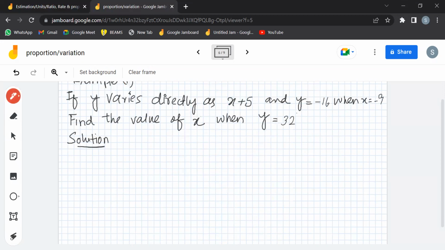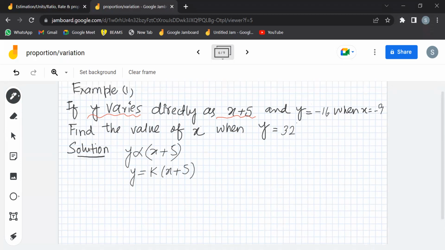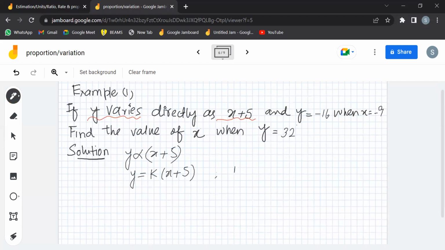You can manage the situation by using the proportion, but I'm using a different approach by using the sign of proportionality. So y varies directly as x plus 5. It's not just x, it's x plus 5 on the right hand side. When we remove this sign of variation, we write k into x plus 5. After writing this formula, we find k, the constant to be found.